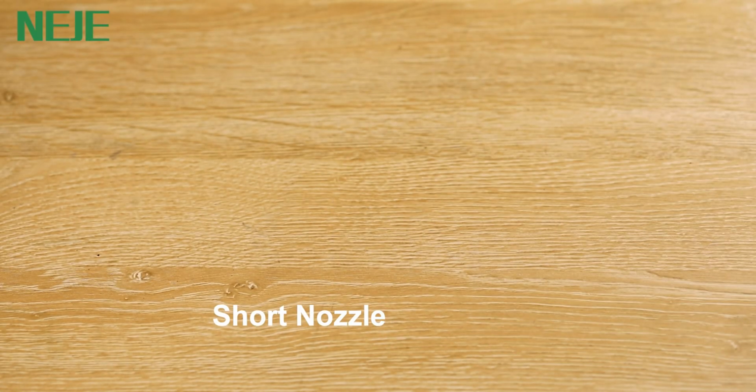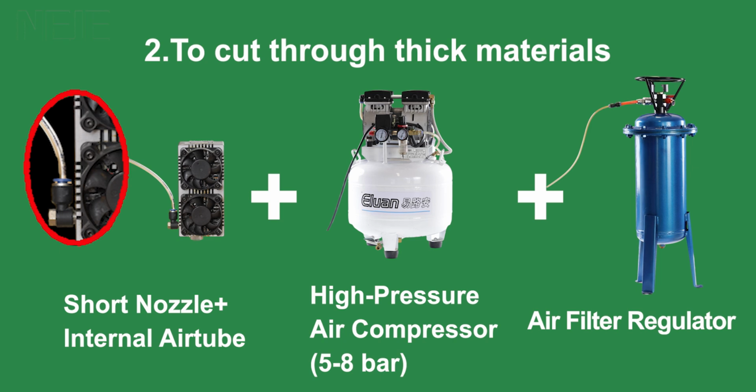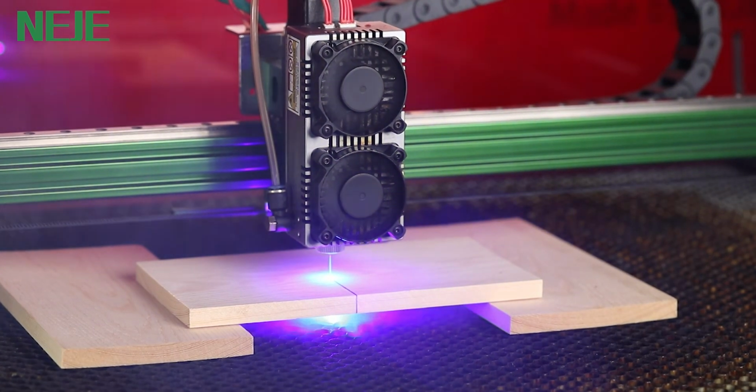Short nozzle. To cut through thick materials, you can use the short nozzle, high pressure air compressor, air filter regulator. This can help you to cut deeper.